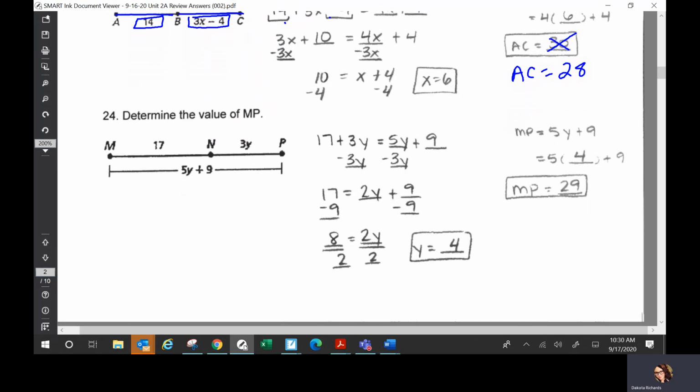And 24 is set up the same way. So we have from M to N, that is 17 units. From N to P, that's 3Y units. So those two added together equal the whole thing, which is 5Y plus 9. Yes.